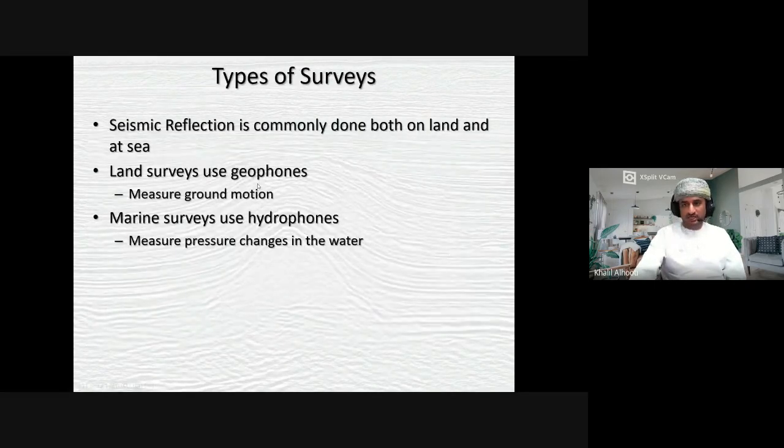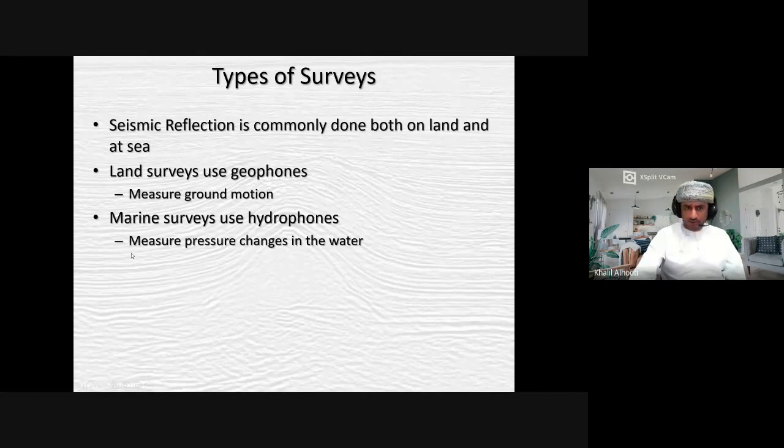Going back to the survey types, there are two types of survey usually. Their planning is different. The acquisition type is different. The source itself is different. Geophones or the sensors are different. So we can categorize these surveys as two types. One of them is land survey, and the other one is marine survey.